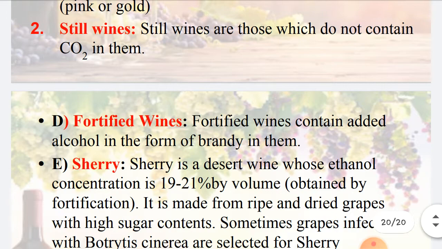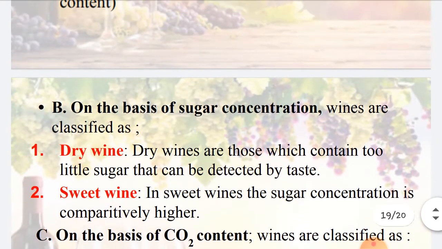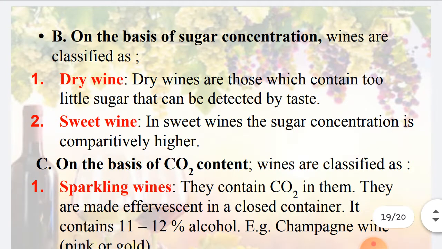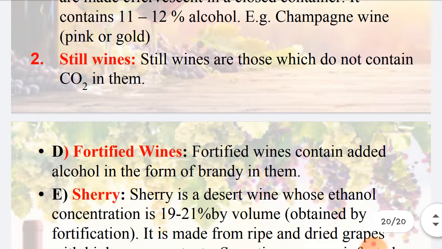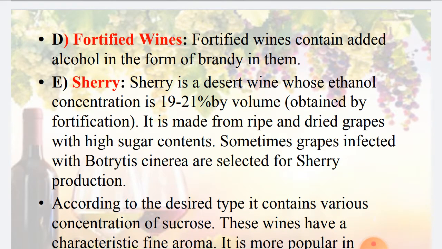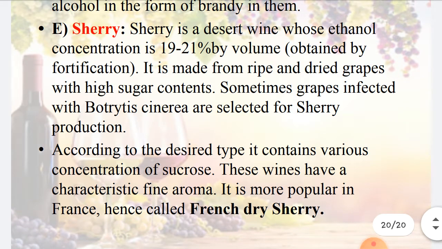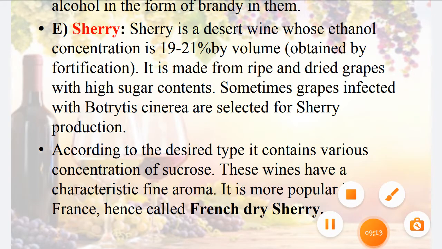So what are the different types of wine? According to color, red wine and white wine. According to the concentration of sugar, sweet wines and dry wines. On the basis of CO2 content, sparkling wines and still wines. Then fortified wines, which contain added alcohol. Sherry is a dessert wine made from special grapes which are ripe and dried containing high sugar, or sometimes infected with Botrytis cinerea. It is also called French dry sherry because it's very popular in France. So that is all about wine preparation and types of wine.